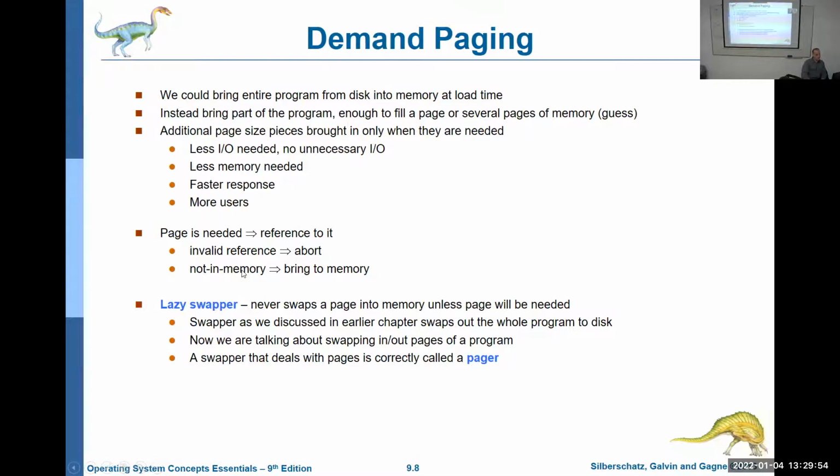But now, what if it is your page? It's just not in memory. So bring it into memory from the disk. So we have to have some kind of data about every page. Whose is it, and is it in memory or not in memory? Now we have something called a lazy swap.